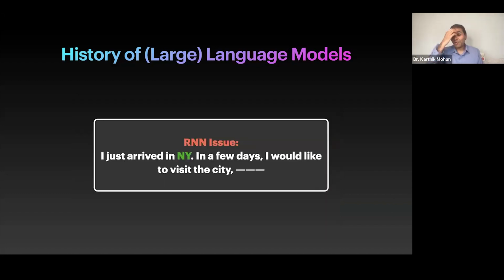So one of the issues of RNN is it didn't have good memory. For example, if you did next word prediction with RNN, say, I just arrived in New York. In a few days, I would like to visit this city. You wouldn't say New York, right? But RNN would say New York sometimes, and it wouldn't understand that you already are in New York, so you would like to visit a different city. So it had a short-term memory.